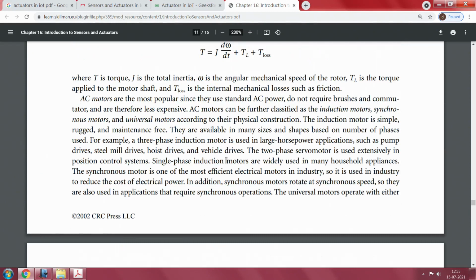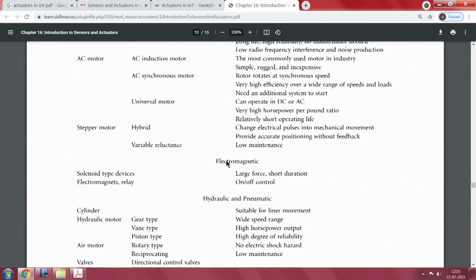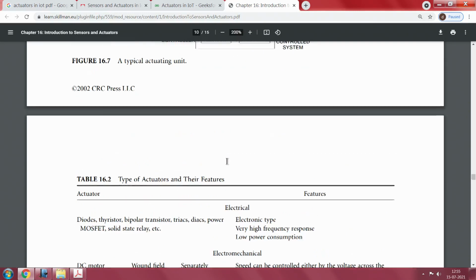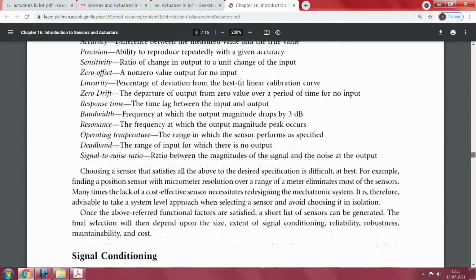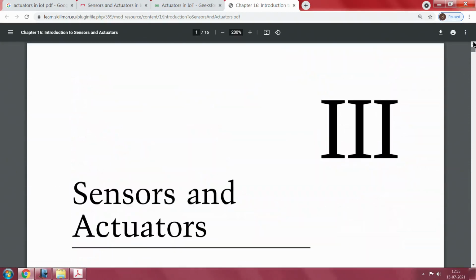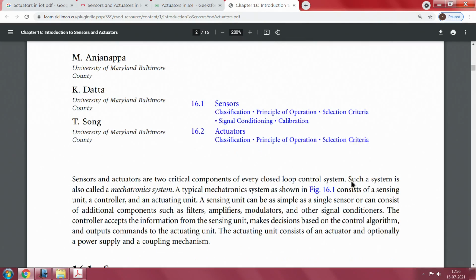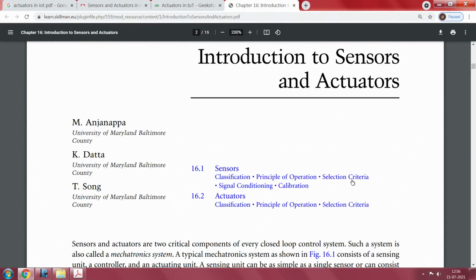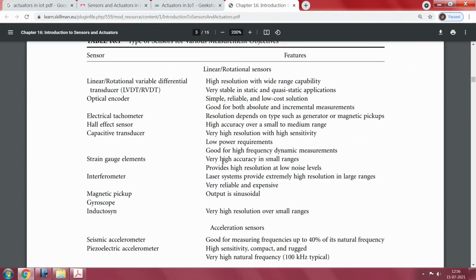I really appreciate this document because it has covered the actuators in some detail, and it is good for you to read up yourself. In fact, it also has something on sensors. So if you look up this document, sensors and actuators, you can easily download this chapter. It is chapter 16 on introduction and actuators. Yeah, so this is the paper, introduction to sensors and actuators, written by 3 researchers, and they have done a good job of it, okay.